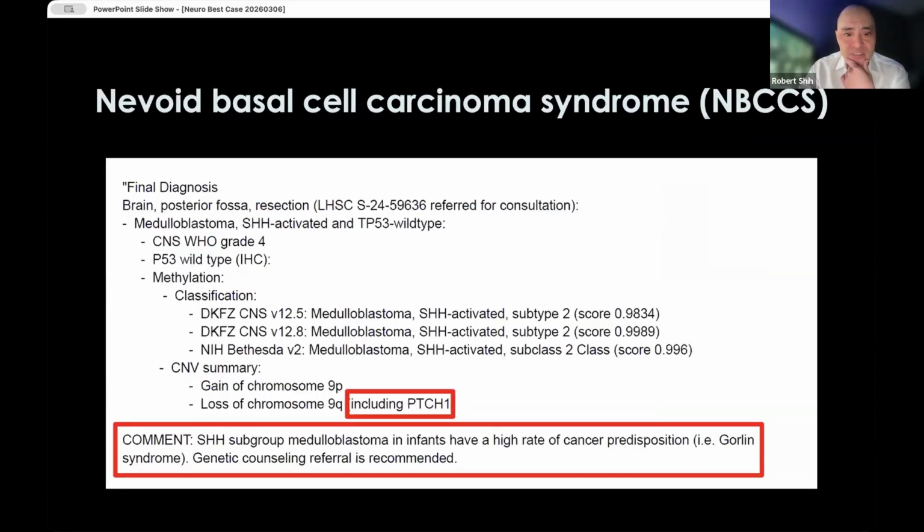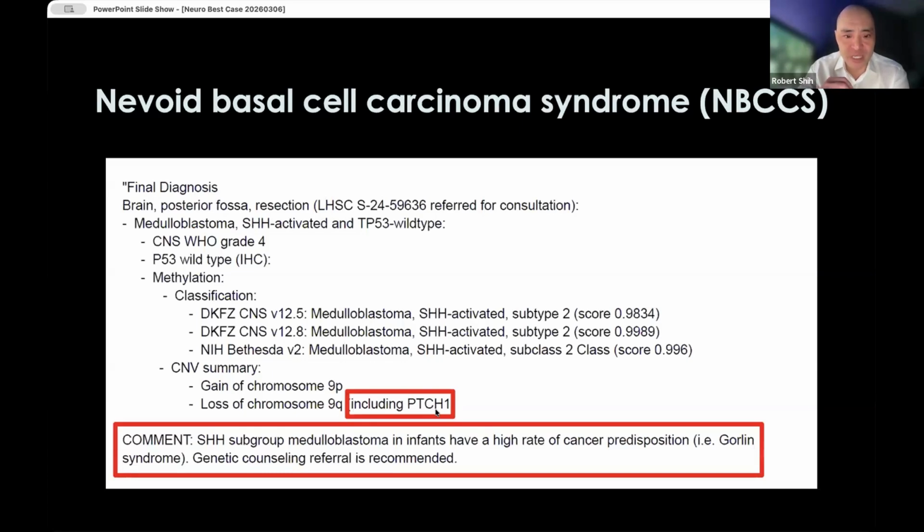In this particular case, they also did molecular subtyping, and this is the final diagnosis based on that. You can see again, sonic hedgehog activated, P53 wild type, much better prognosis than the P53 mutant. And they identified a PTCH1 gene mutation in the tumor. Like I've mentioned before, this appearance of extensive nodularity in the sonic hedgehog group in infants can be associated with a particular syndrome. So they recommended genetic testing. And the patient did have a germline mutation of the PTCH1 gene.